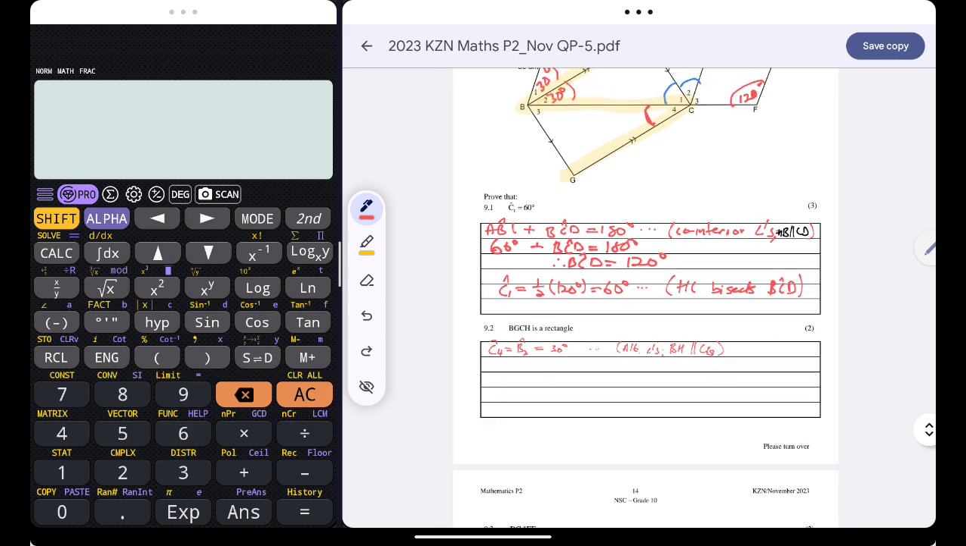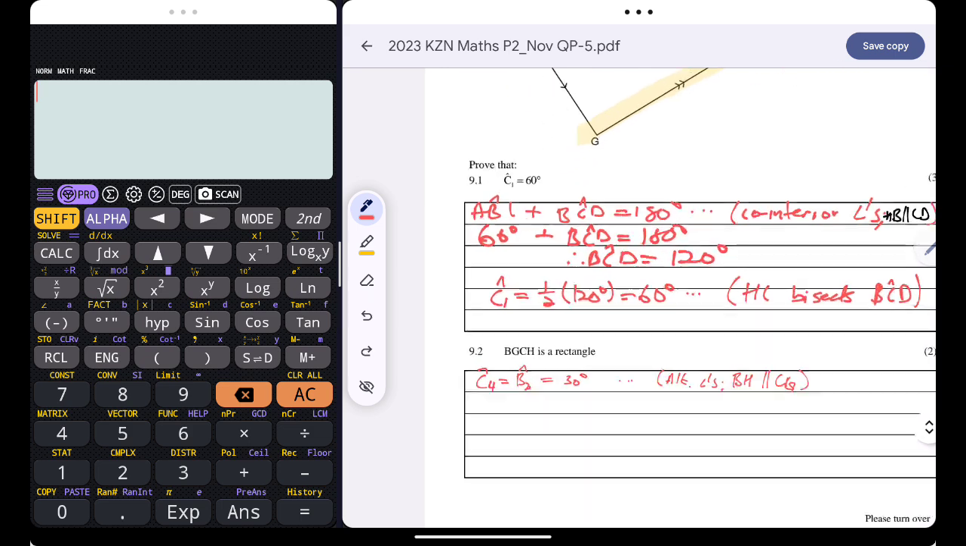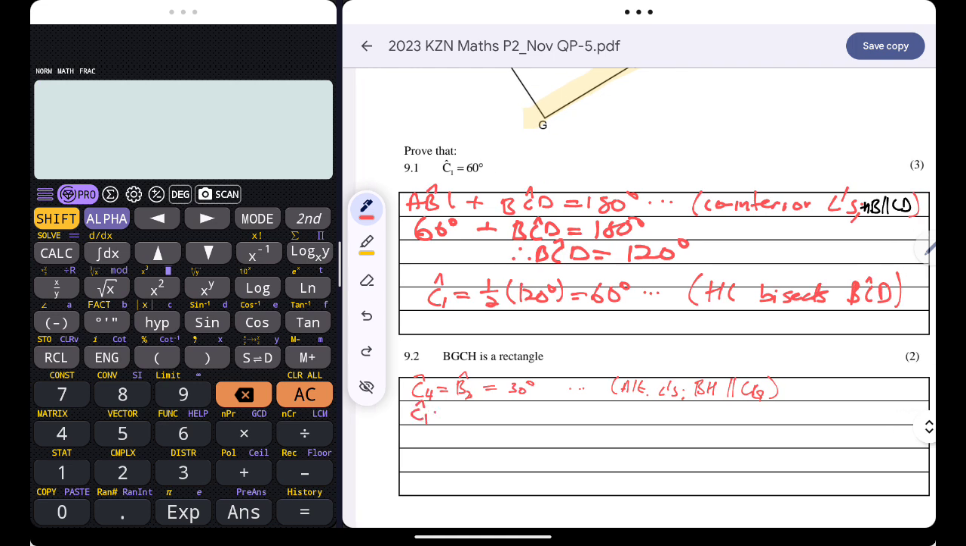All right, together. If I can show that angle C1 plus C4 is 90 degrees, I can therefore conclude that I have a rectangle there. Okay, angle C1 plus angle C4 will be equal to, remember that we've proven C1 to be 60 degrees. That's 60 plus 30, which is equal to 90. So therefore, BGCH is a rectangle.